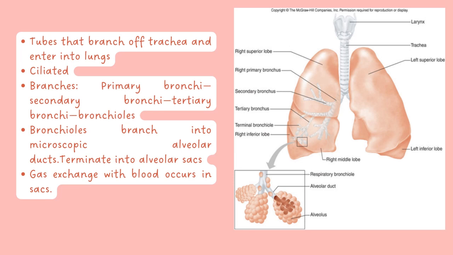Respiratory bronchioles lead into alveolar ducts, which are lined with alveoli, and alveoli are the tiny air sacs where the exchange of oxygen and carbon dioxide occurs between the air and the blood. The bronchial tree plays a crucial role in the respiratory system by conducting air to and from the lungs and facilitating gas exchange in the alveoli.